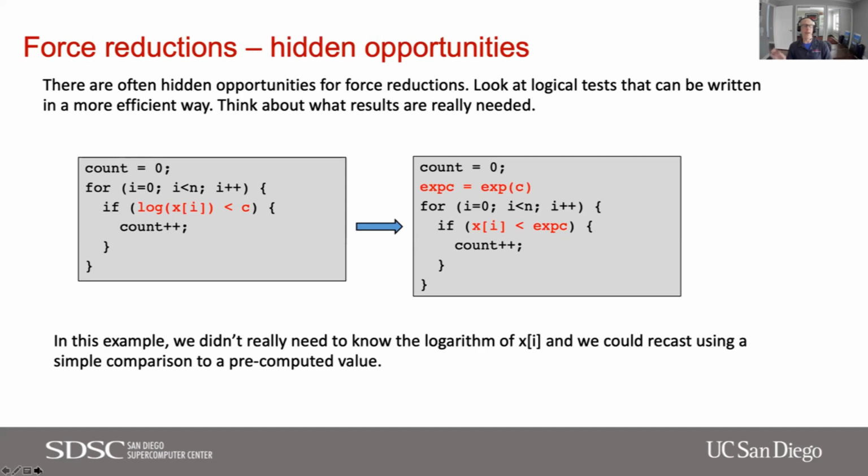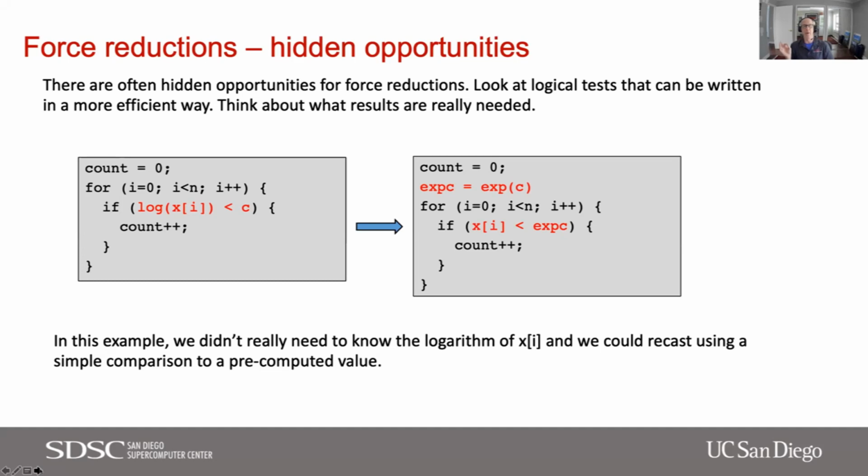Also look for hidden opportunities for strength reductions. This is often going to come up in logical tests that could be written in more efficient ways. Think about what results are really needed. This is again taken from a real life example, where let's say I have a loop over elements of x. I have my for i equals 0 to n, and then I want to test, is log of x sub i less than a constant? And if so, I'm going to increment a counter.